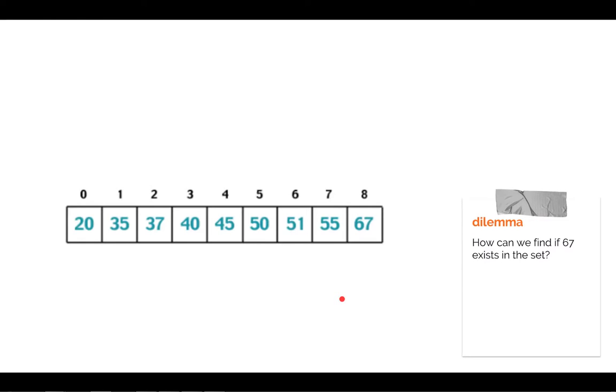So we have a set here, and we've got 67 in a register up here, and we want to know if 67 exists in this set. Intuitively, we could build an algorithm that simply goes: is 67 equivalent to 20? Nope. 35? Nope. 37? Nope. 40? Nope. 45? Nope. 50? Nope. 51? And we'll get all the way to 67 and find out that 67 is equivalent to 67, and we will return yes, it exists in the set.